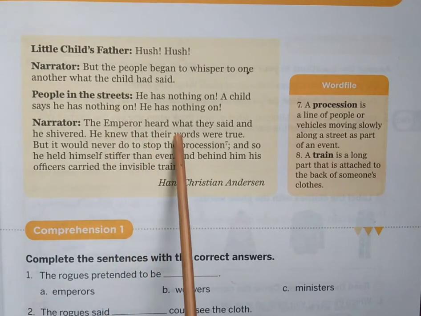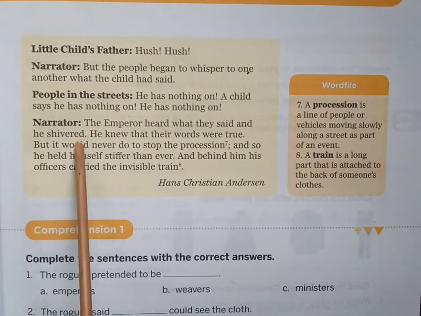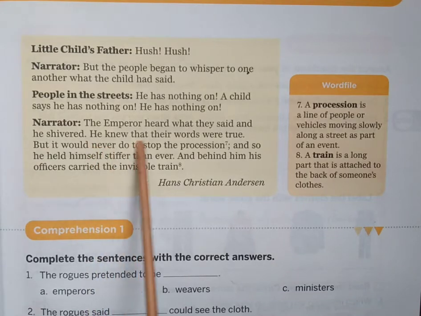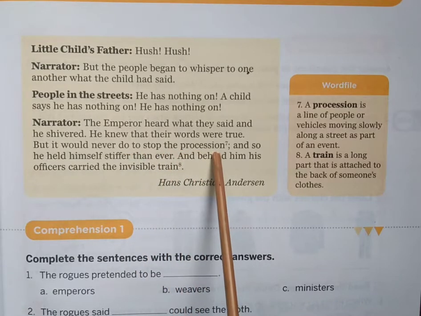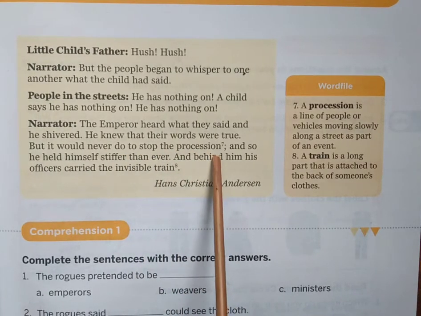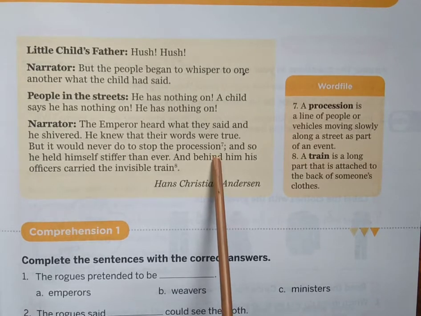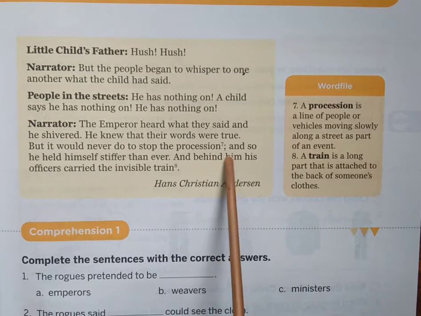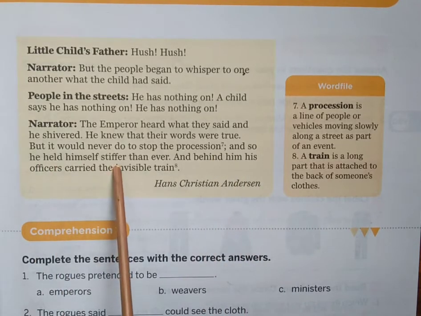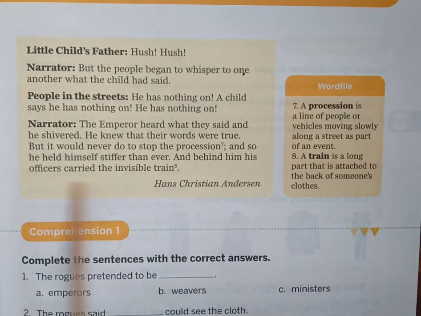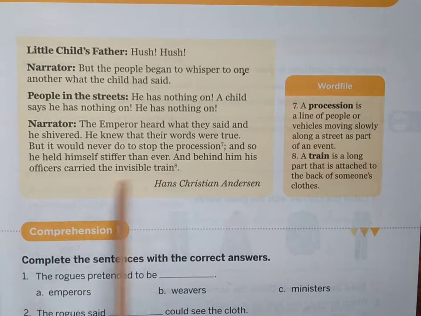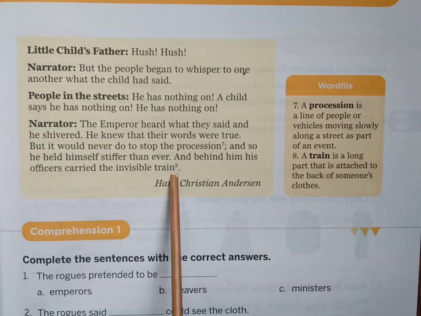Narrator: The emperor heard what they said and he shivered. He trembled. He knew that their words were true, but it would never do to stop the procession. A procession is a line of people or vehicles moving slowly along a street as part of an event. And so he held himself stiffer, more tightly than ever, and behind him his officers carried the invisible train. A train is a long part that is attached to the back of someone's clothes, like the bride wears in Christian marriages.